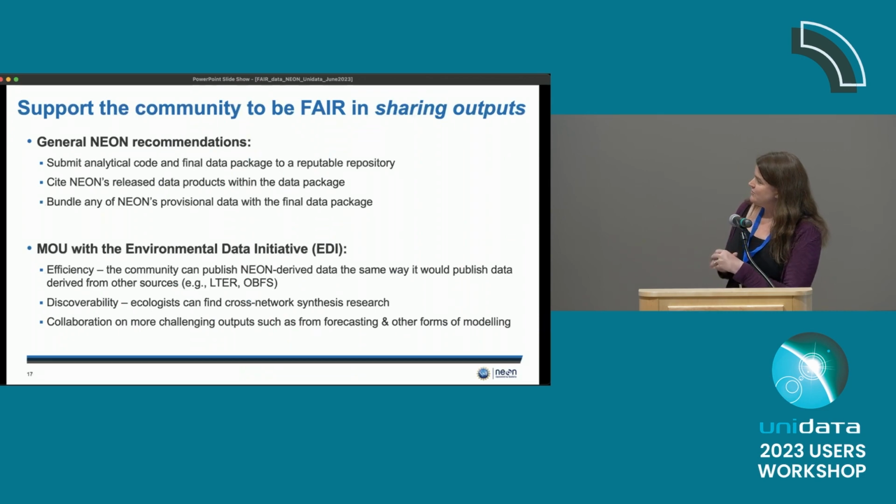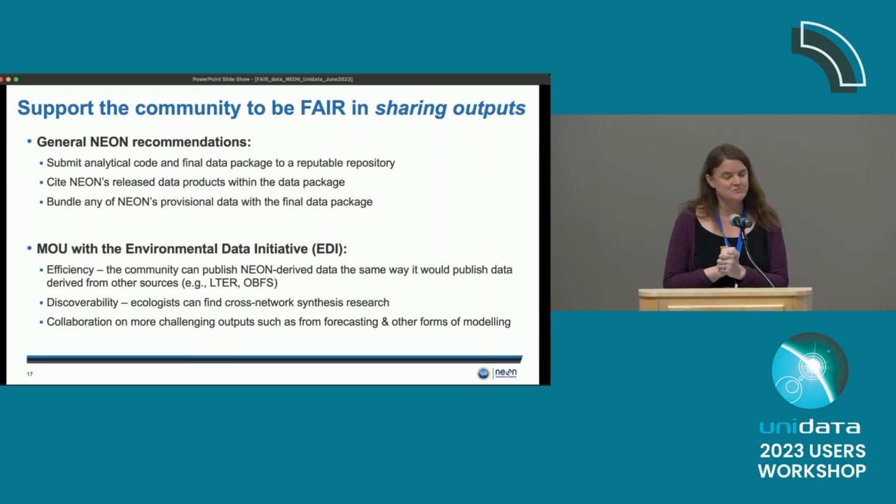And then finally, how we want to support our community to be FAIR in supporting outputs. I think there are some really basic approaches, and of course a lot of journals and now funding agencies are going to require that you all do this. And it's putting your code and your data package into a reputable repository, citing data that are in the data package appropriately. Because our provisional data, from a NEON specific use case, is subject to change, we recommend that if you're going to use it in your research, you actually store that part of the data as part of your data package so that it is in fact repeatable.